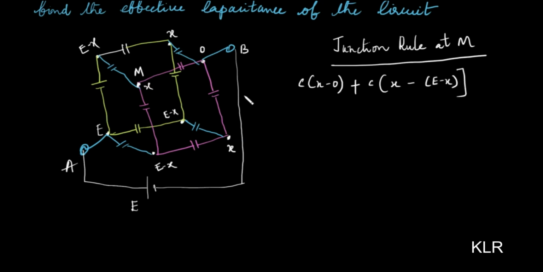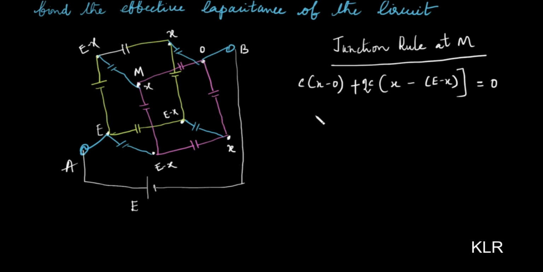Okay, now this done, this done. Now this also is x minus E minus X, so I will write 2C into x minus E minus X, that is equal to 0. This is C into x minus E minus X, this is x minus E minus X. For these two combined, I wrote 2C into x minus E minus X. Okay, C into x minus 0.